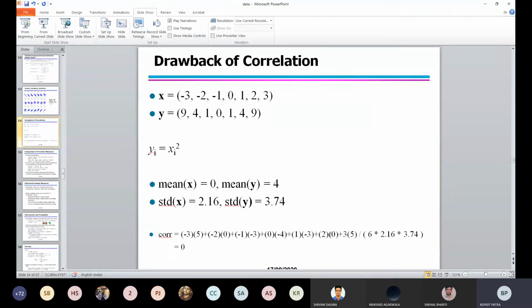Now you compute the correlation. For correlation, what you need to do is, suppose there are two vectors x and y, you compute the correlation between x and y.